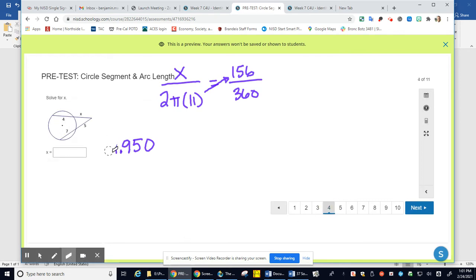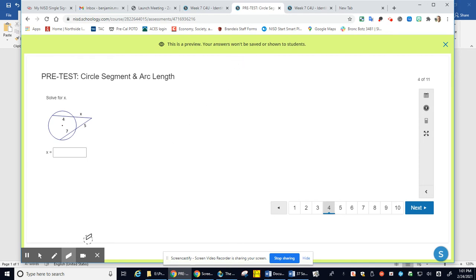Here we are solving this one. This is a secant-secant problem. We have to find the entire length of our secant and multiply it by the portion that's on the outside. Our entire length is 4 plus x. The outside portion is x, so 4 plus x times x equals the entire length of our other segment, 7 plus 5 is 12, times the outside portion, which is 5.